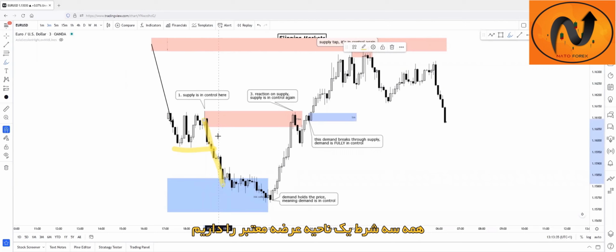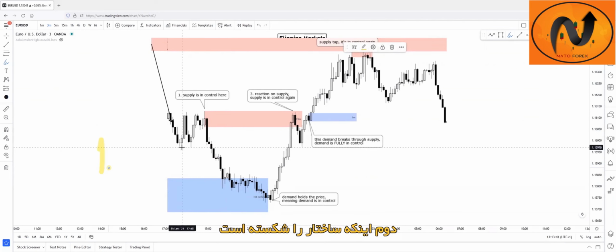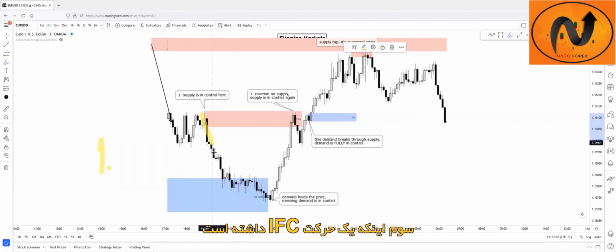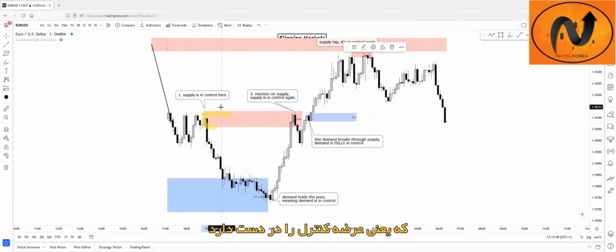So we have all the three criteria in order to form a valid supply zone. First criteria, price swept liquidity. Second, it broke structure. Third, it created an inefficient move. So we have a valid supply zone, which means supply is in control.